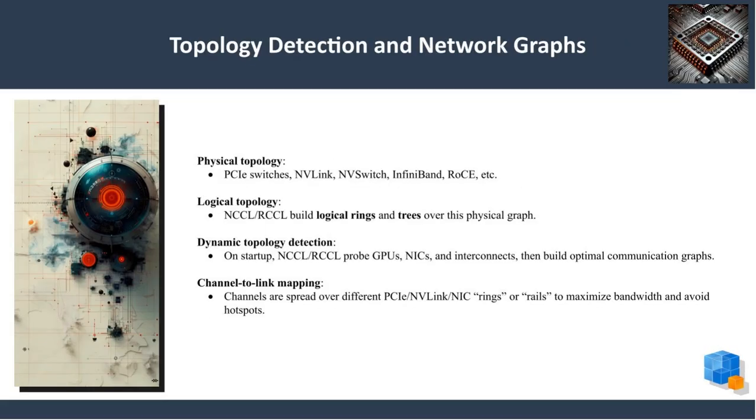Topology detection involves identifying physical components like PCIe switches and NVLink. Logical topologies are constructed over these using NCCL, RCCL. Dynamic detection at startup optimizes communication by probing GPUs and interconnects. Channels are mapped across different links to maximize bandwidth and prevent hotspots.